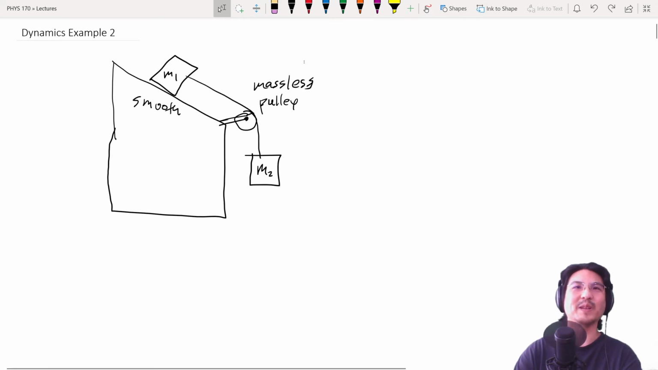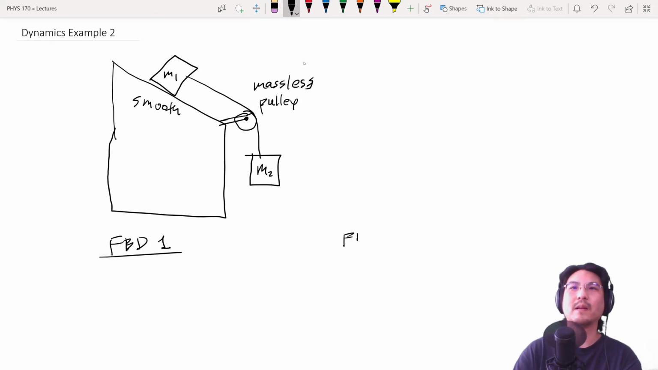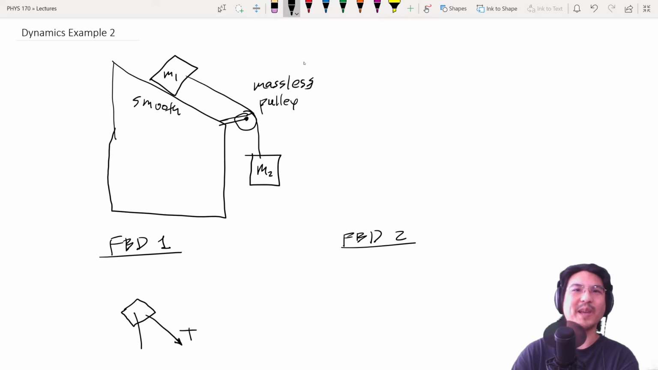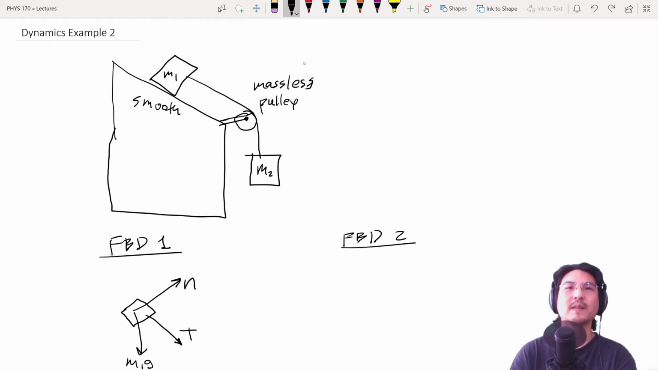Step 1, draw the free body diagrams. So for block 1, for block 2, so block 1 is kind of this way, right? And I don't want to see you draw block 1 like this and then draw the forces. So the forces will be, there's tension from the rope, it has weight, and there's a normal force, normal to the ramp. If there were friction, it would be this way. Okay, so this is the free body diagram for block 1.